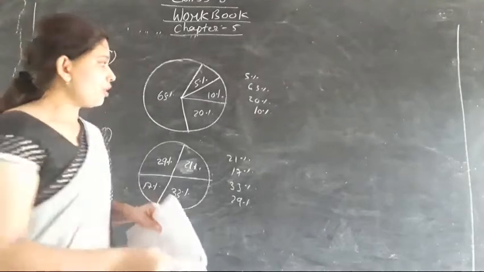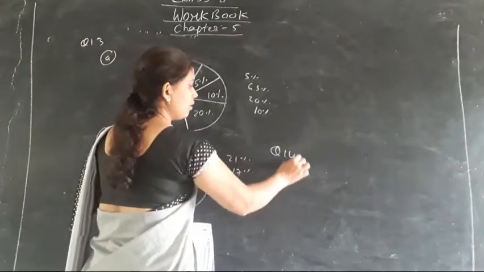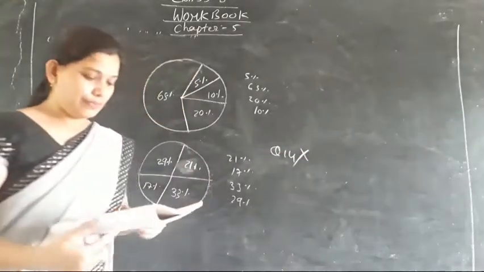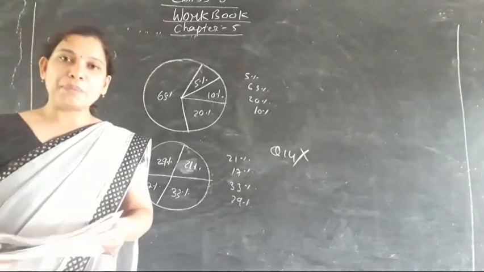So question number 14 again you have to omit. Cross that, we are not going to do. Now come to the question number 15.